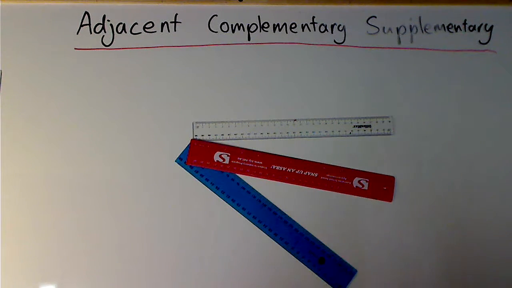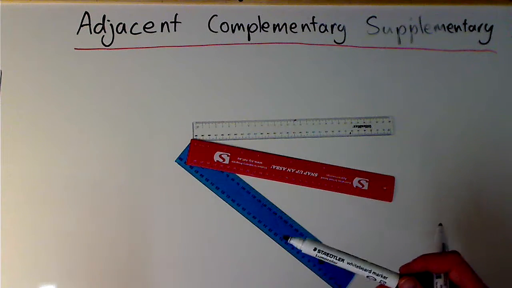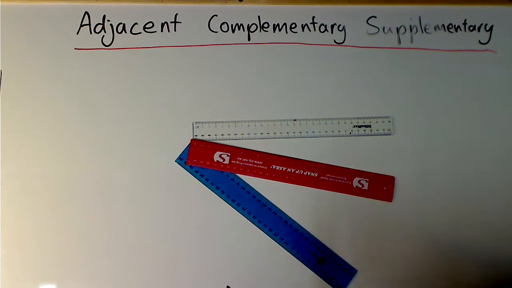Today we're looking at adjacent angles, complementary angles and supplementary angles. We're going to go through those three words and what they mean and why they're useful. Firstly, adjacent angles are any two angles that are right next to each other. They're just next to each other. They're adjacent.